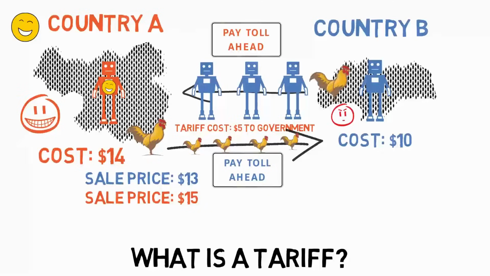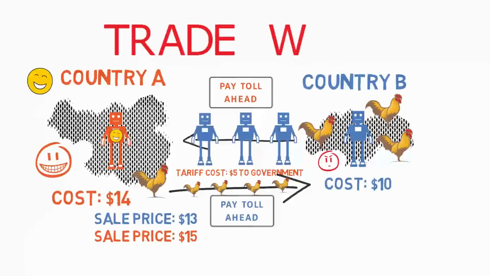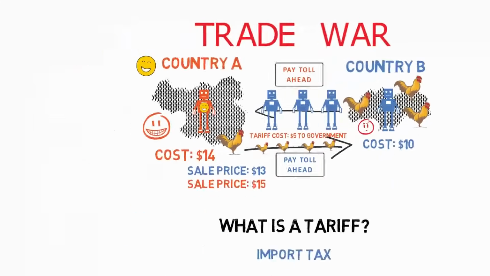And also, let's imagine that there's a lot of chickens that get shipped from country A to country B. Well, this could be the beginning of a trade war. And although it often takes a long time for trade wars to play out, there tends to be many losers and only a few winners in a trade war.